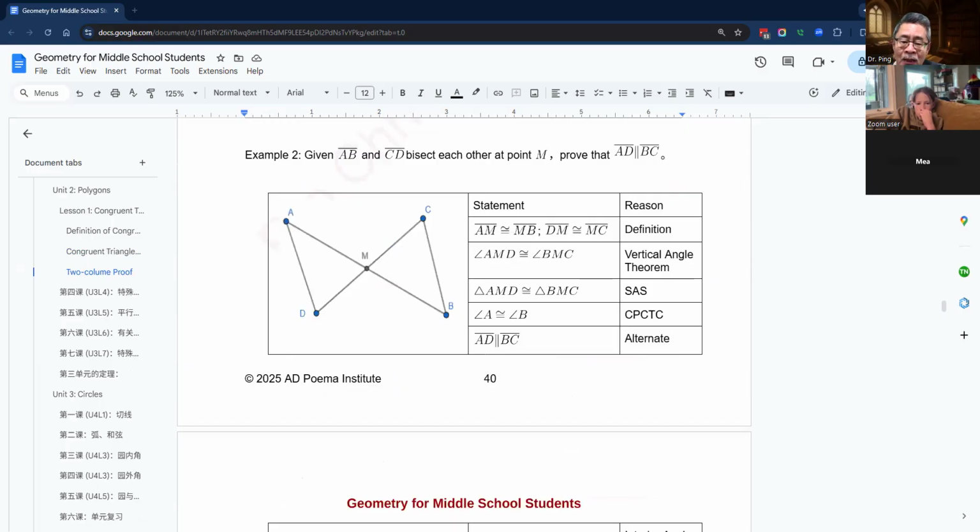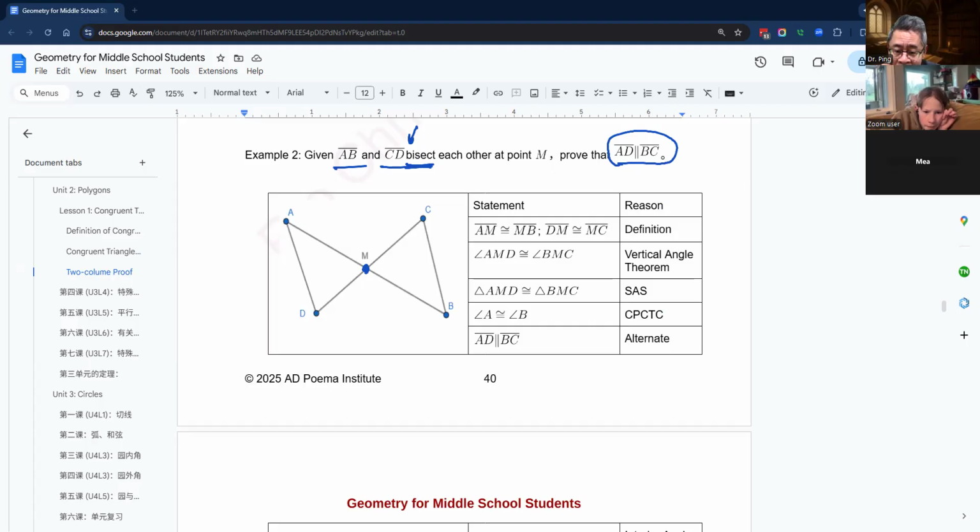Example 2, given that AB and CD bisect each other. Well, there's a new word here, bisect. Bisect means cut something into two equal halves. That's why there's a bi here. Sect means cutting. So cut something into equal sides. So we say AB and CD bisect each other at that point M, and we're trying to prove that AD is parallel to BC.